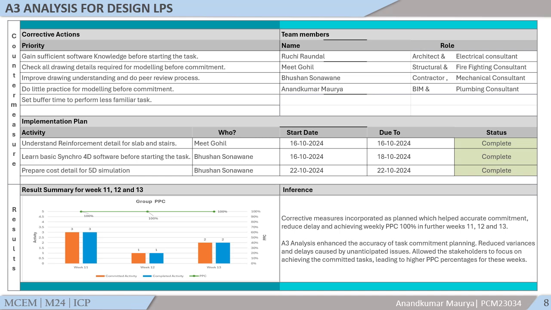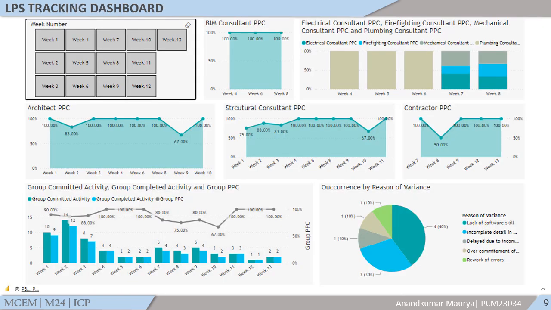Further, we move on to the total of 8 stakeholders, for whom the PPC and LPS tracking were done. For them, this dashboard illustrates the LPS tracking for design development in a construction project. It includes weekly tracking and percent planning complete across various stakeholders.